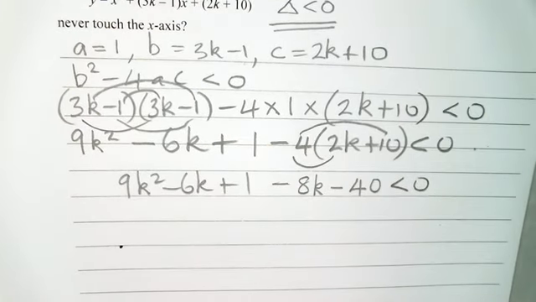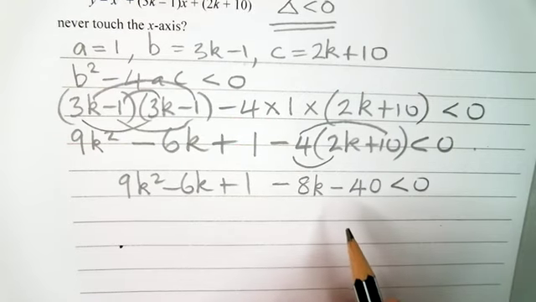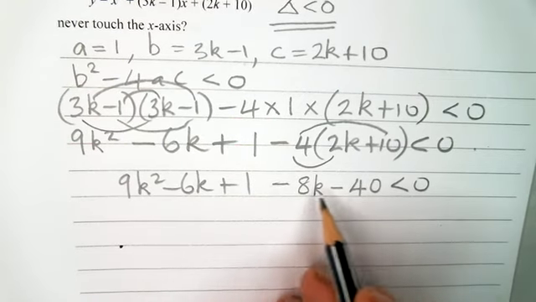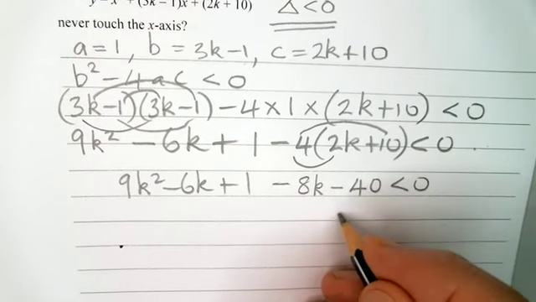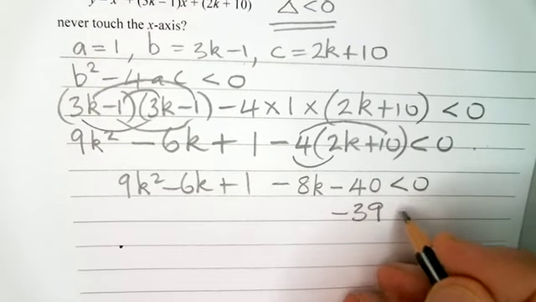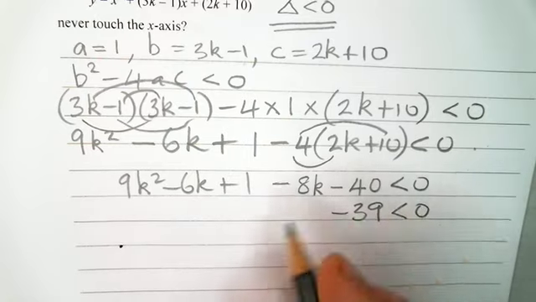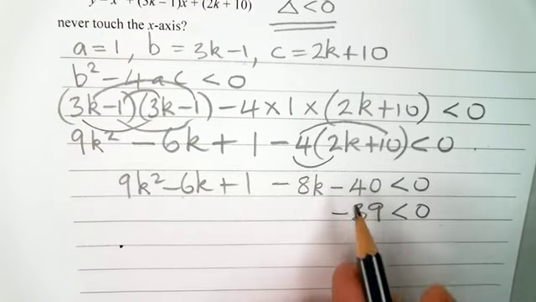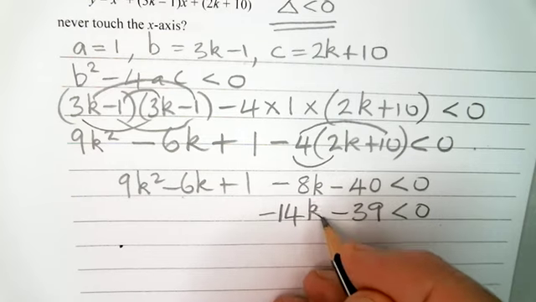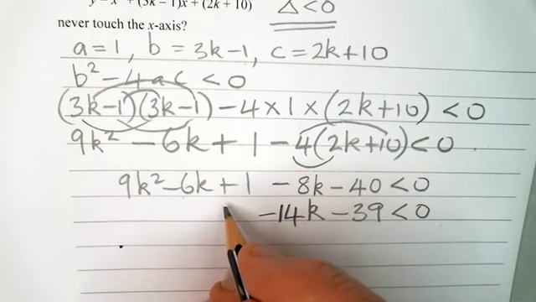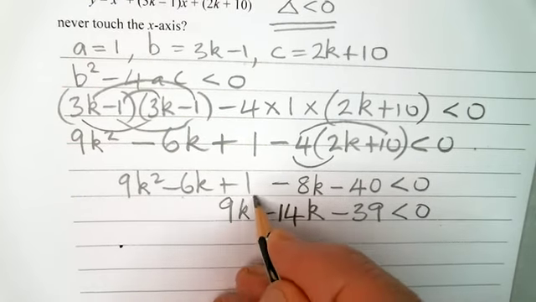Now, let's see if we can simplify this. Just I think collecting some like terms. I've got a 1 minus 40, which is going to be negative 39. I'm getting ahead of myself again. I've got a negative 6k and a negative 8k. Well, it's going to be a negative 14k. And I'm left with a 9k squared.